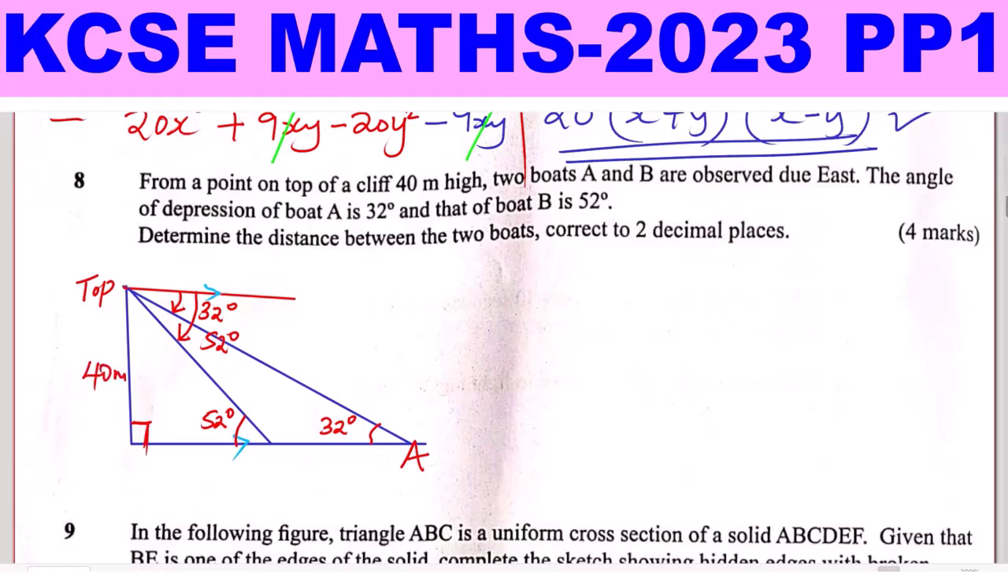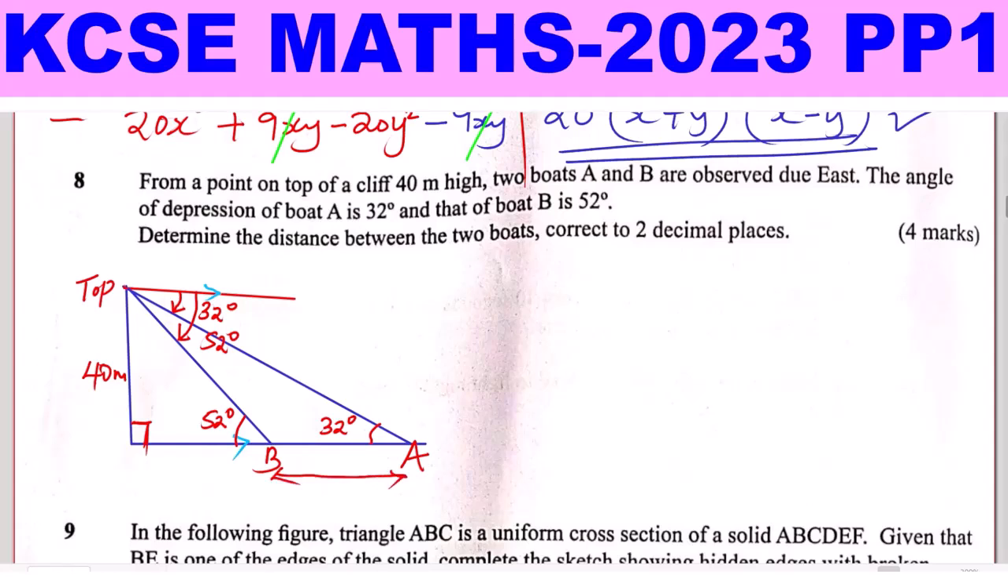Now you're required to find the distance. This is B. So from the top of the cliff to B, the angle of depression is 52 degrees. Having that right angle triangle here, you are supposed to determine the distance between the two boats, correct to two decimal places. So that is the distance BA that is required.